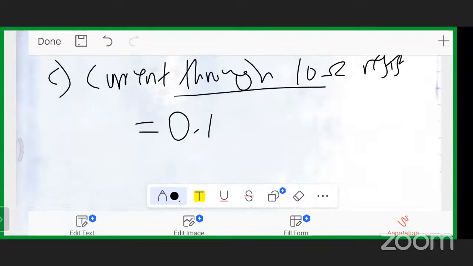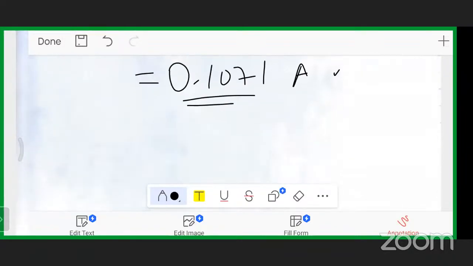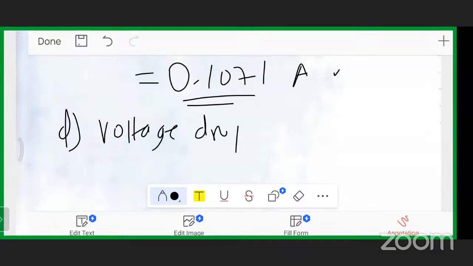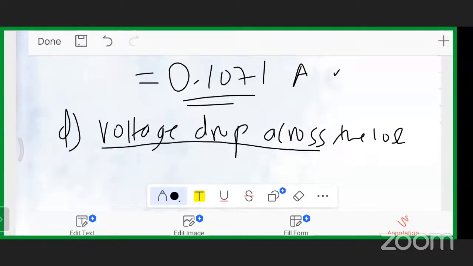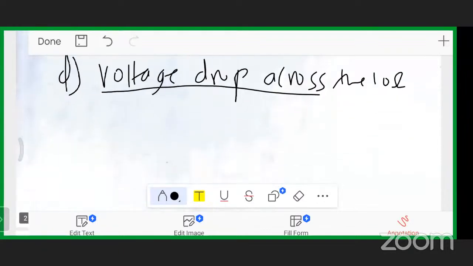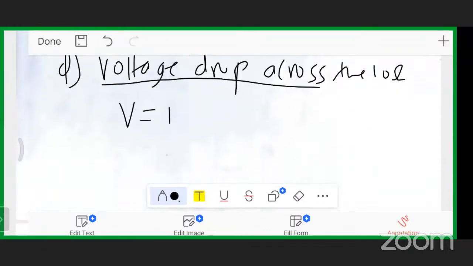Maybe a task can come where I am asked to find the voltage drop across the 10 ohm resistor. For the voltage drop, you use the current that is passing through that resistor and also its resistance. So again, you'll be using Ohm's law. V is equal to IR.